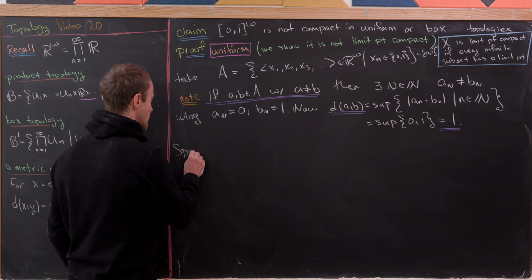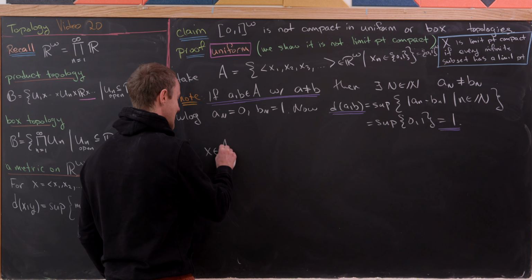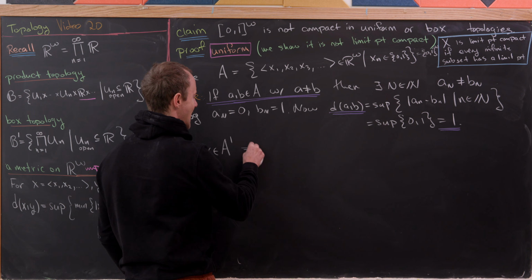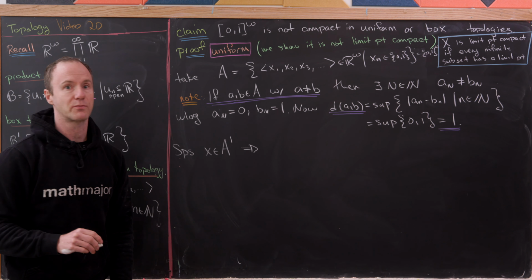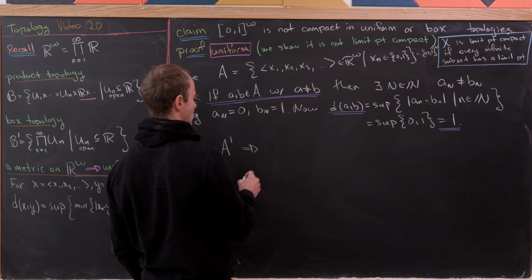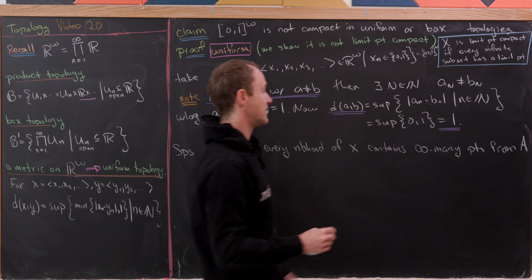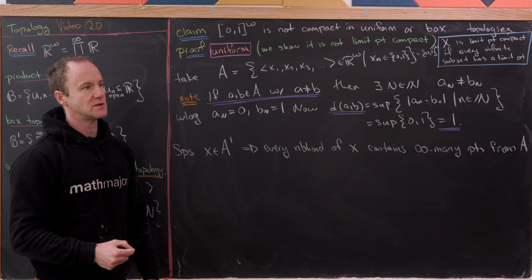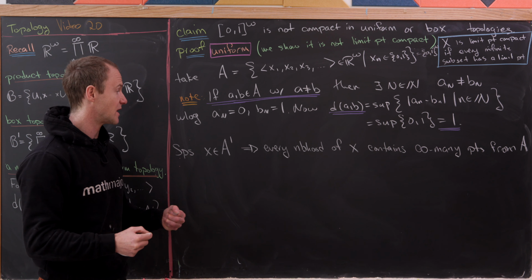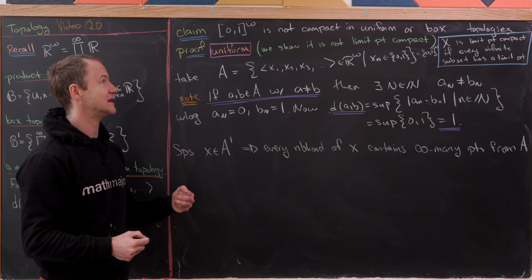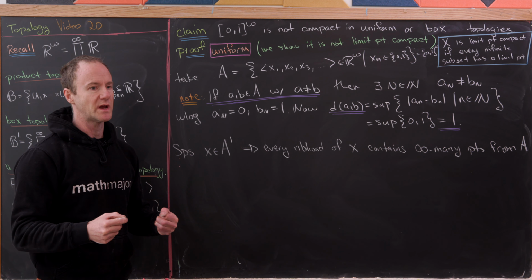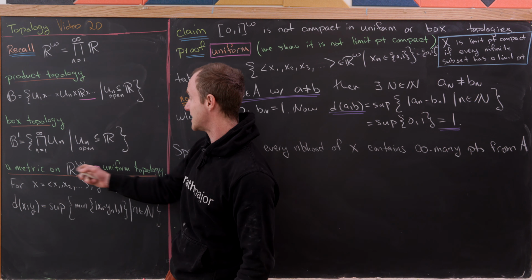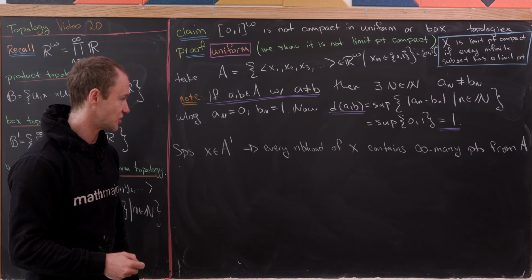So let's suppose, by way of contradiction, that x is a limit point of A. But what does that mean? Well, by our previous lemma, that means the following: every neighborhood of x contains infinitely many points from A. So we're using the fact here that our space is a metric space. We know it's a metric space because it's the uniform topology, and the uniform topology is a metric topology.